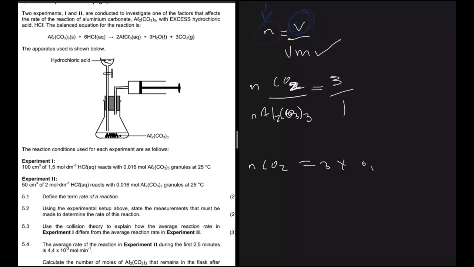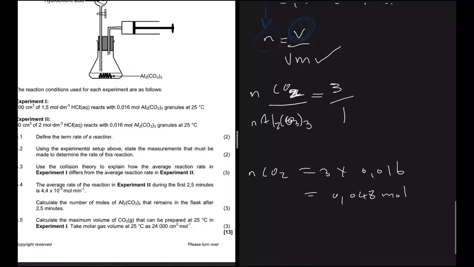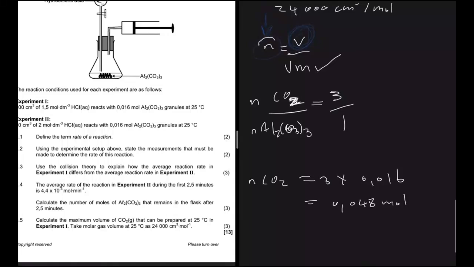That is 0.016, right? Because the number of moles of aluminum carbonate is 0.016, and the HCl is in excess. So at the end of the day, all the aluminum carbonate is going to get used up. So let me just put that in the calculator real quick. That is going to give us 0.048 moles. So now we have the n we were looking for.